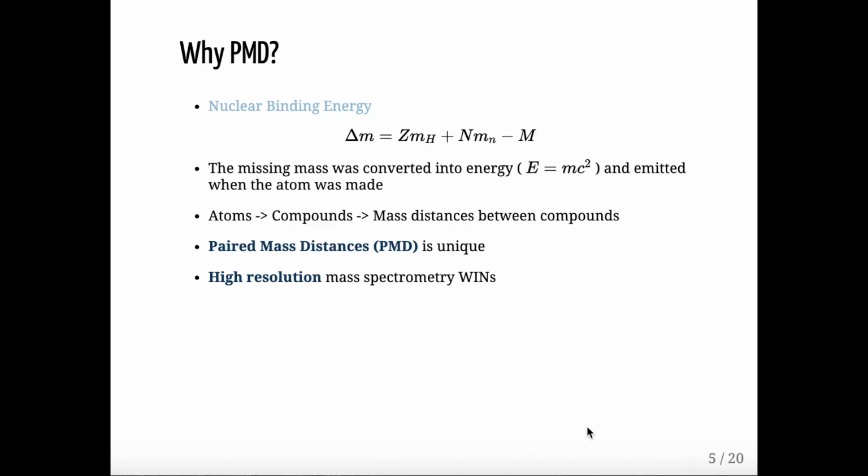So why the paired mass distance? When an atom is formed, it will lose a certain amount of nuclear binding energy. This missing mass is transferred from the atom to the mass distance between compounds. If we have high-resolution mass spectrometry, we can find this paired mass distance is very unique. It's unique to a specific elemental composition, so that we can use it for annotation.